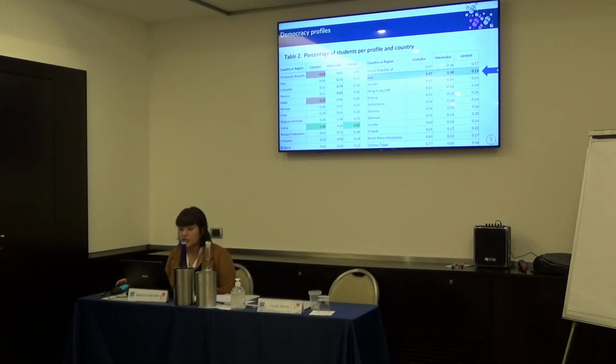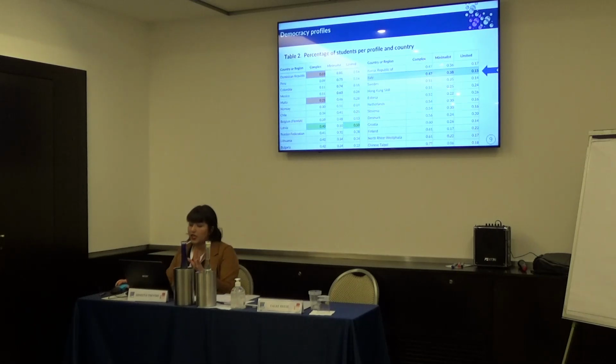The second result, observing the distribution of profiles for each country included in the analysis, we can see in the box plot that the Dominican Republic in Latin America and Malta in Europe have the lowest percentage of complex students, and in Latin America the highest proportion of students are in the minimalist profile. In Europe, on the other hand, there is greater variation. For example, Latvia is divided into extremes: 40% in complex and 50% in limit, and only 10% in minimalist.